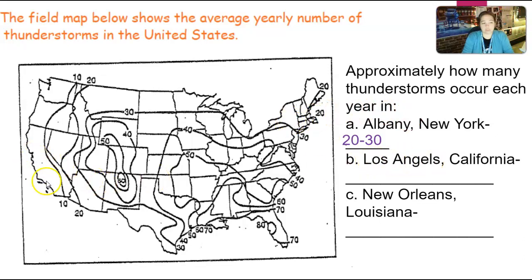Los Angeles is somewhere over here. Here's my 10. I don't see my 5 or my 0. So anywhere between 0 and 10. So 1 to 9. Less than 10. New Orleans, Louisiana. Louisiana is right around here. That's going to be anywhere between 71 to 80. Because there's your 80, there's your 70. It's somewhere around here. That's what it should be.